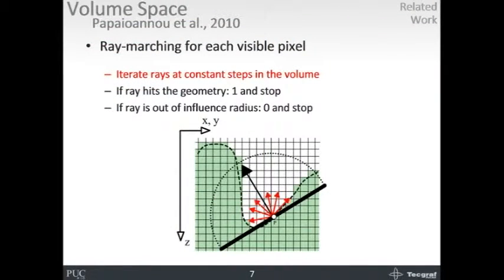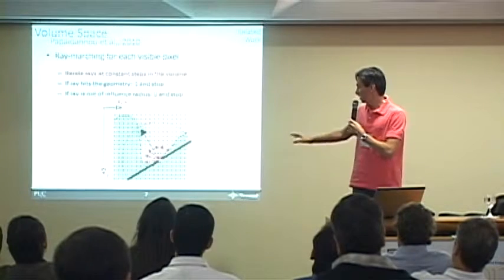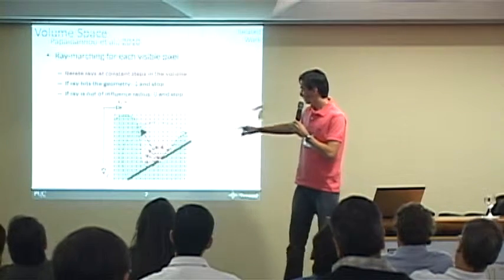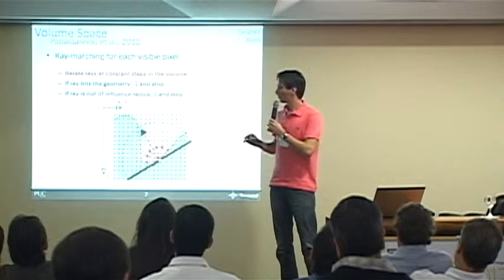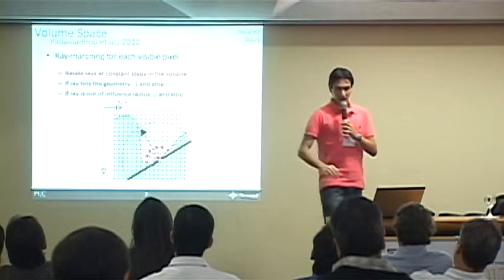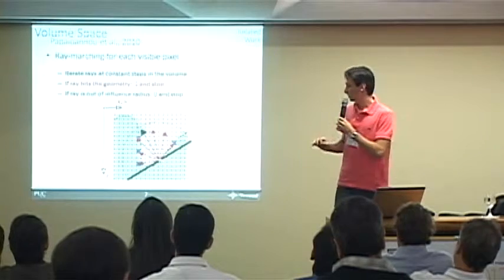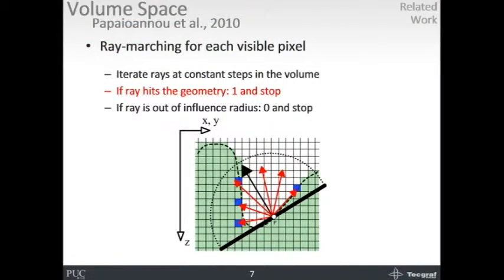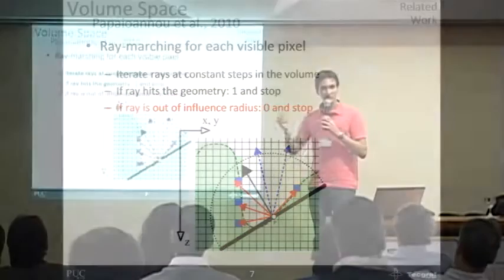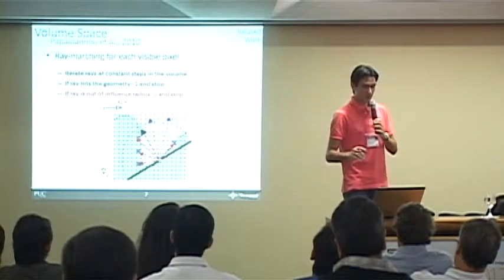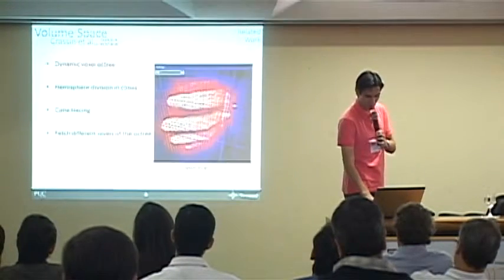One work that uses this algorithm is from Papaioannou and Autry, and he proposed to use ray marching for each visible pixel. So he has the volume, and he iterates rays at constant steps in the volume. If any ray hits the geometry, he returns 1 and stops. If the ray is out of the influence radius of the point P, he returns 0 and stops. So we count all the contributions of all rays, and we have the ambient occlusion.